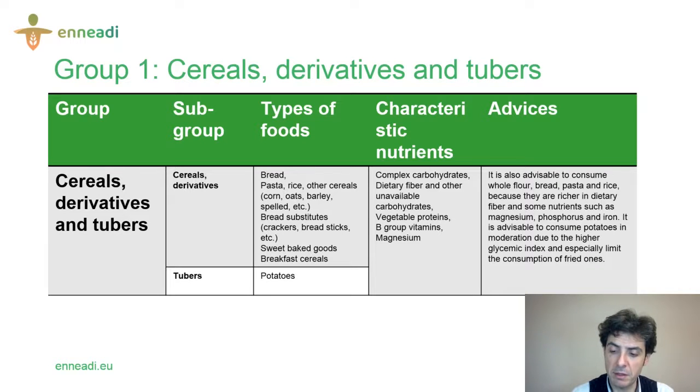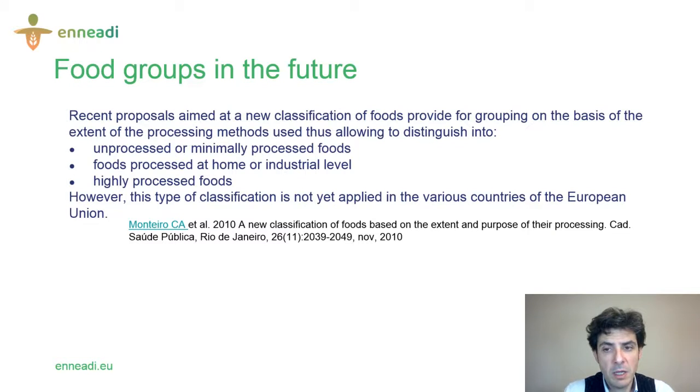In the material provided together with the deepening of these units, you will find some examples, some other tables for all the other groups. It is not sure if food groups will be maintained in the future as we know them today. Recent proposals aimed at new classification of food provide a different food grouping on the basis of the extent of processing method used, thus allowing to distinguish into unprocessed or minimally processed food, food processed at home or at the industrial level, or highly processed food.